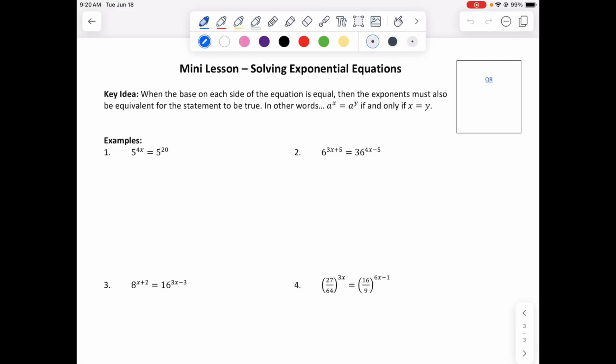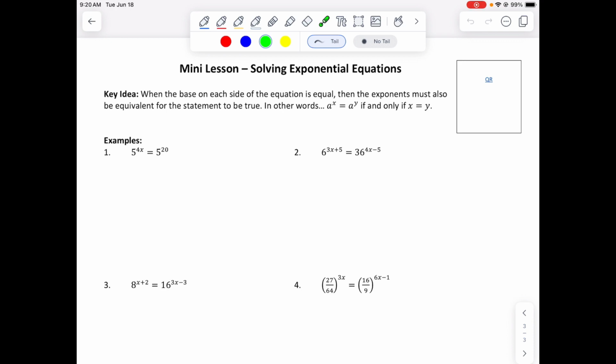This is a mini lesson for solving exponential equations. Those are equations that look like this, where we have a base and an exponent on each side of the equation, and we're solving for a variable in the exponent. So the key idea is that when the base on each side of the equation is equal, then the exponents must also be equivalent for the statement to be true.